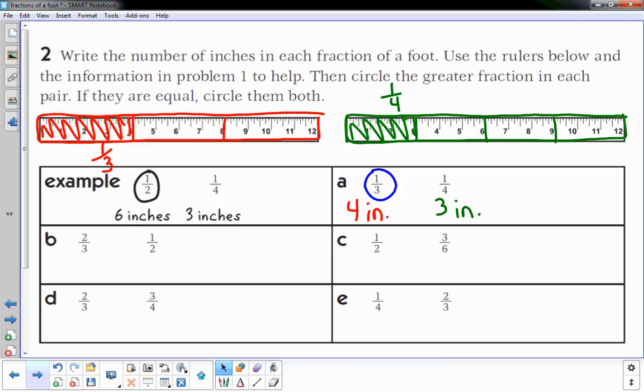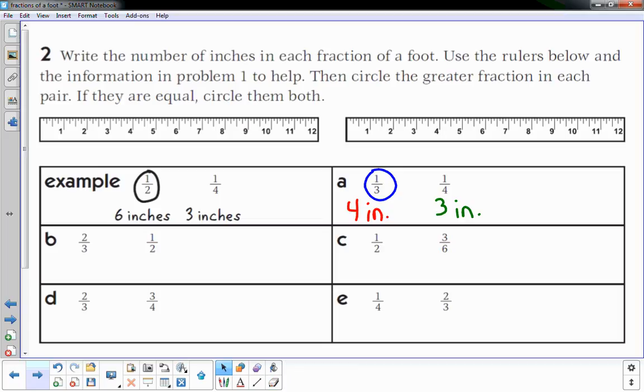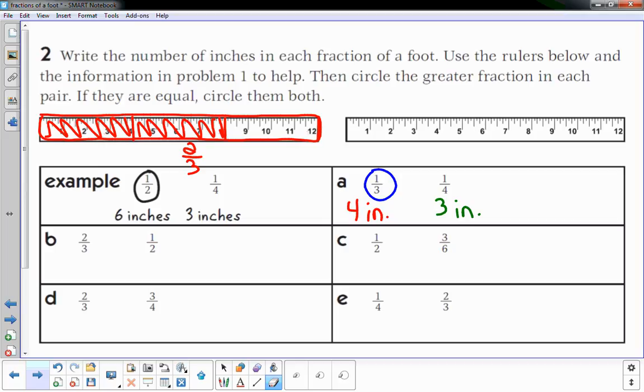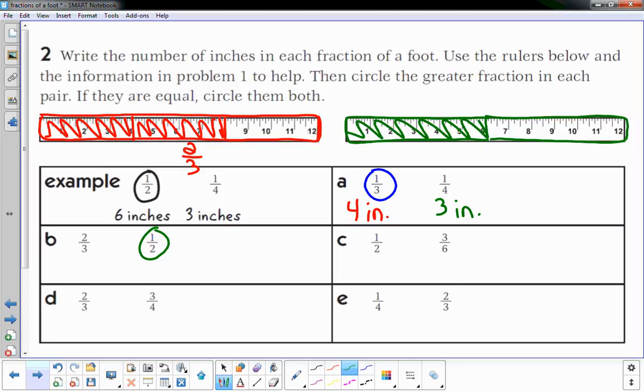I'll do one more. I'll erase this. I'll erase this. 2/3. All right, so I'm going to break this up into thirds. And 2 of the 3 should be shaded in. 1, 2. This is 2/3. All right. Now I'm going to do half. Well, that's pretty easy. That's right where the 6 is. Half of the ruler is right there. Shade that in. And this is half.